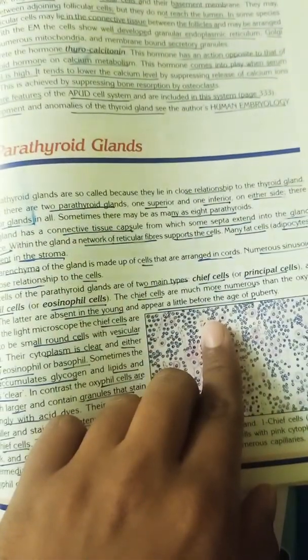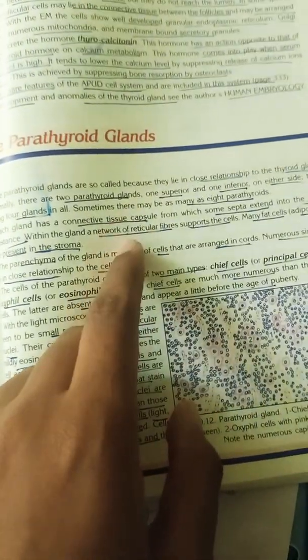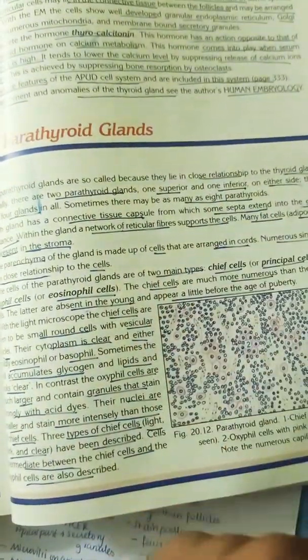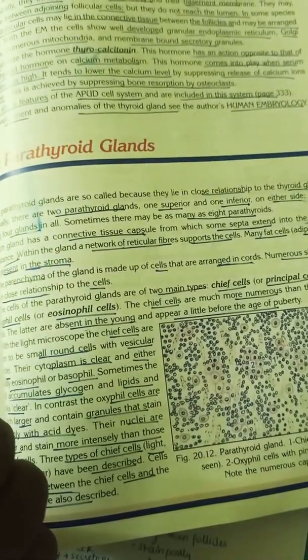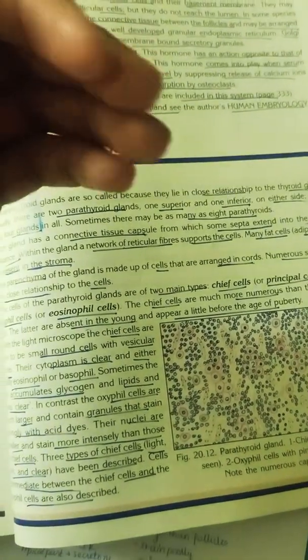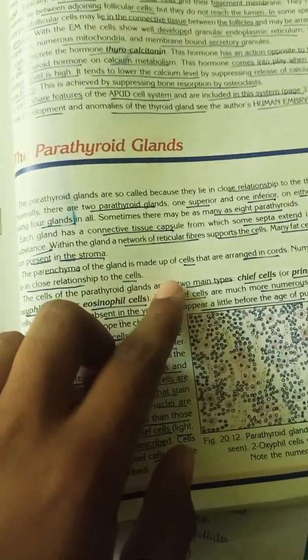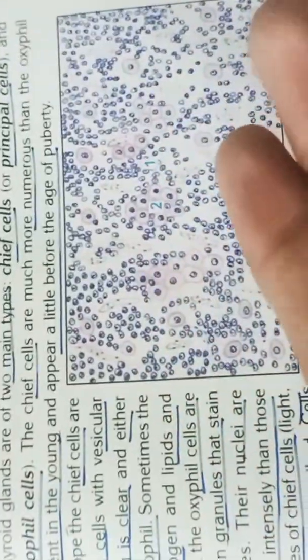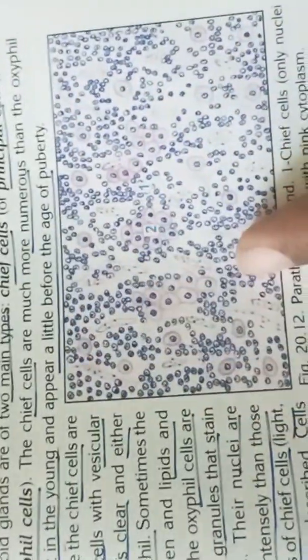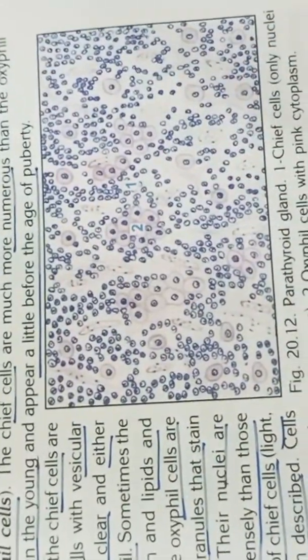For example, the thyroid gland has 2 lobes divided in the middle by the isthmus. On this side we have one upper parathyroid and one lower parathyroid. At the same time, on the left side also we have upper and lower, so total 4. Sometimes it may reach up to 8 parathyroids. It has a connective tissue capsule, which extends inward to form septa and enters the gland substance, and the gland has a network of reticular fibers. Within the gland we find a network of reticular fibers which support the cells, and also many fat cells known as adipocytes.